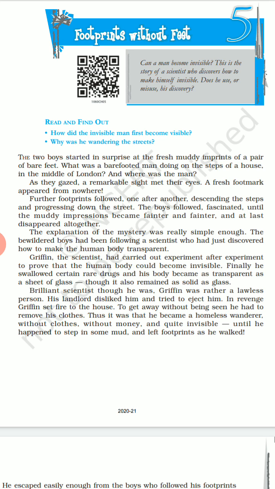This is a story of a scientist who discovers how to make himself invisible. So it's a very interesting chapter. It is written in a simple language you will be able to understand. So I'll be explaining this chapter and also give out the word meanings. So let us start the chapter. Chapter 5, Footprints Without Feet, written by the author H.G. Wells.